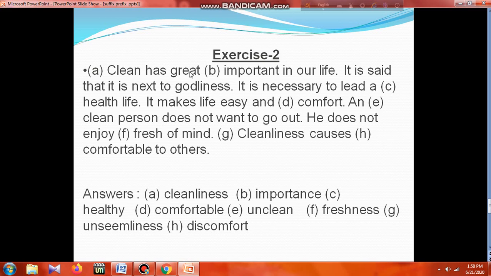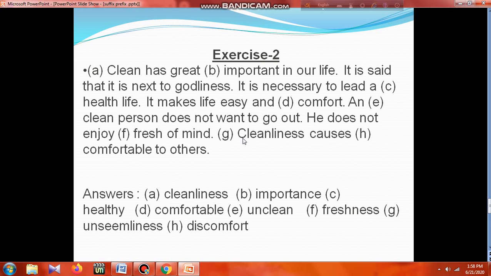So cleanliness has great importance in our life. It is said that it is next to godliness. It is necessary to lead a healthy life. It makes life easy and comfortable. And an unclean person doesn't want to go out. He doesn't enjoy freshness of mind. And -ness comes. Cleanliness causes discomfort to others.